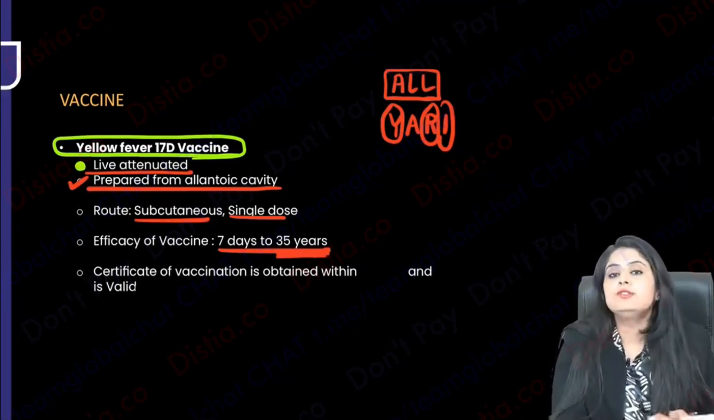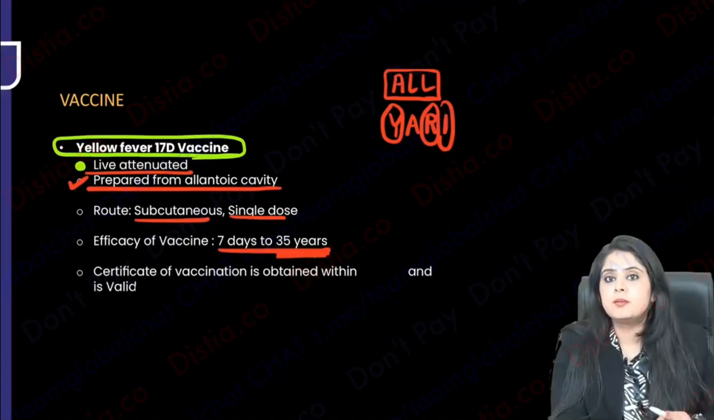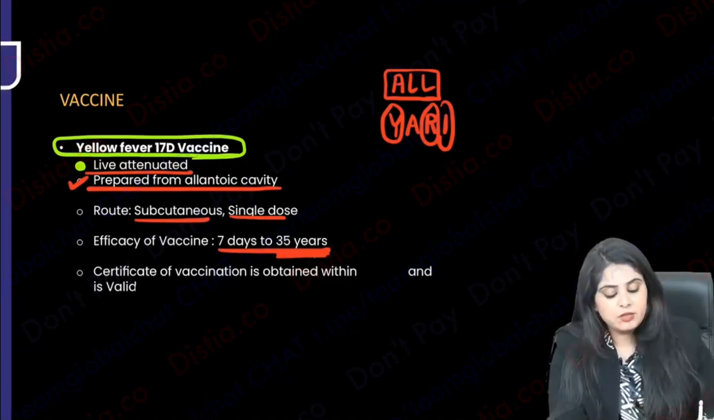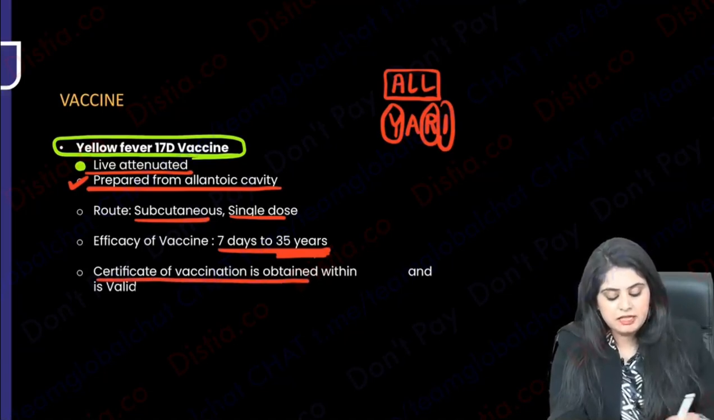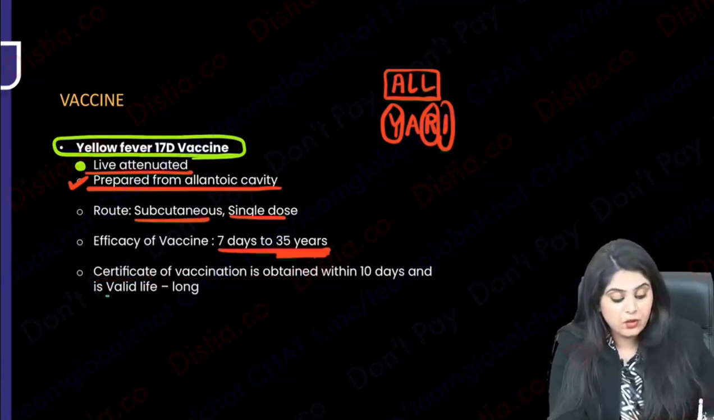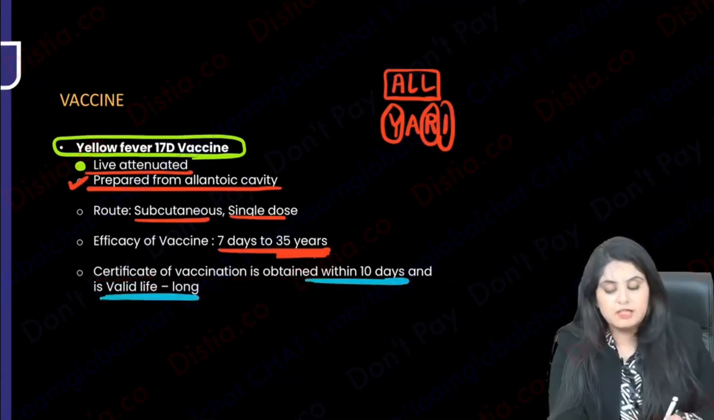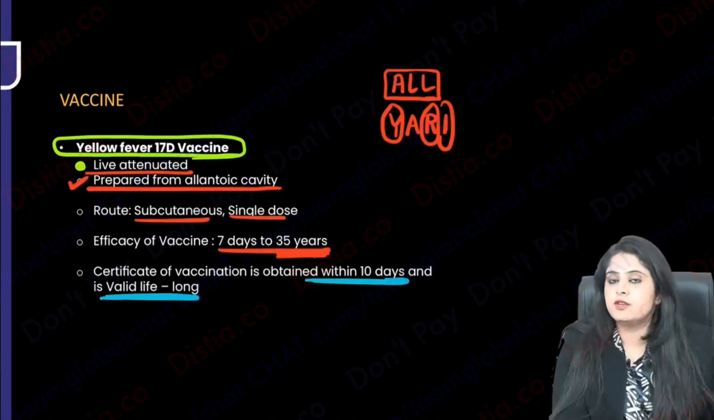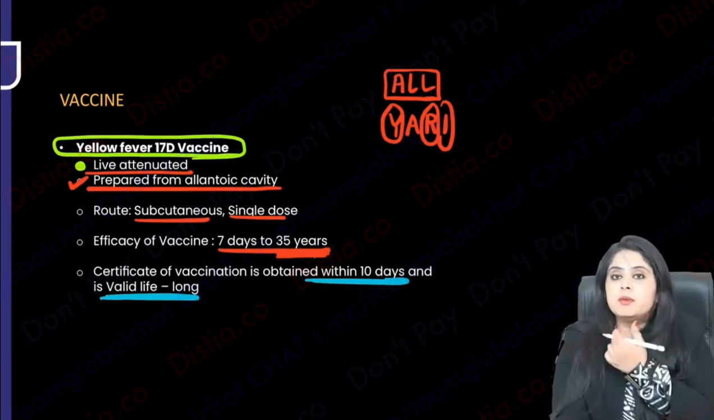So earlier they used to say that you need to get a certificate updated after every 10 years or so, but now that is not said. Now it is said that once you get yourself vaccinated, within 10 days you will get the certificate, and that is valid lifelong. So today if someone gets a vaccine, then after 10 days he will get a certificate of his vaccination, and then that certificate is valid lifelong for travel purposes.